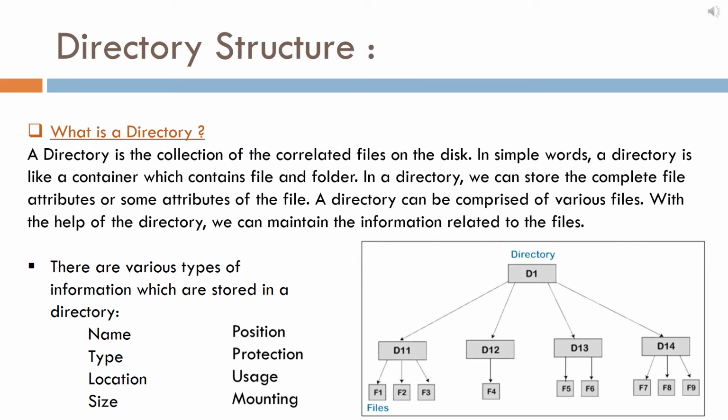Now we will discuss directory structure. First, we have to know what a directory is. A directory is the collection of correlated files on the disk. In simple words, a directory is like a container which contains files and folders. In a directory, we can store the complete file attributes or some attributes of the file. A directory can be comprised of various files. With the help of the directory, we can maintain the information related to the files.